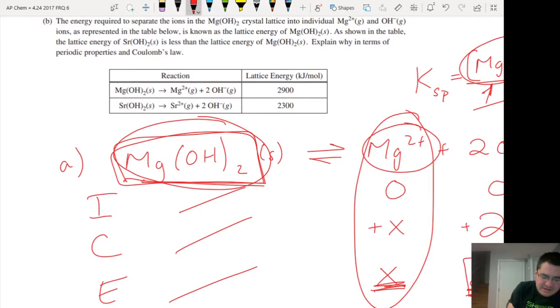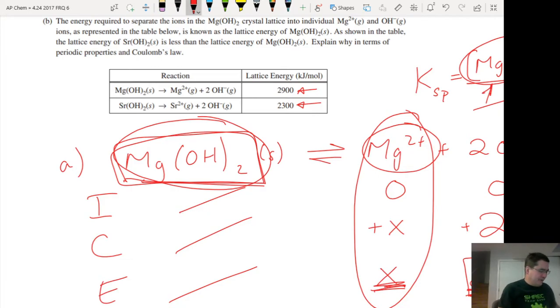So magnesium and strontium both dissolve, and one of them takes more energy to dissolve, magnesium, and this one is held together with less energy, so it's easier to dissolve. So why would strontium hydroxide be easier to dissolve?